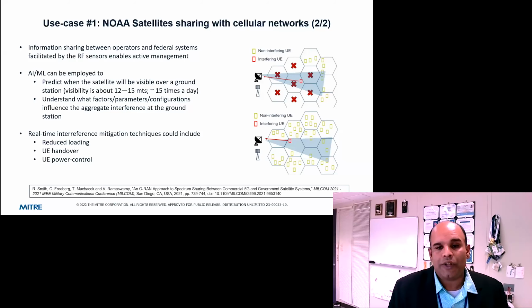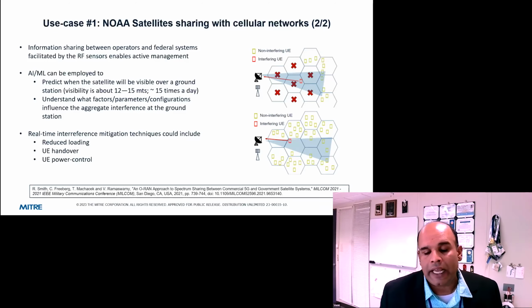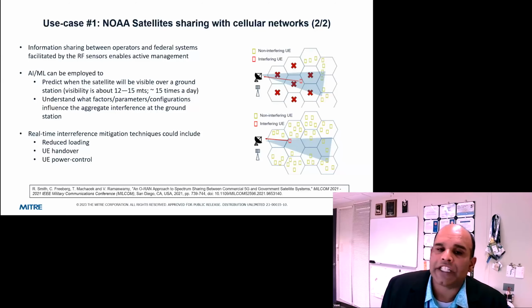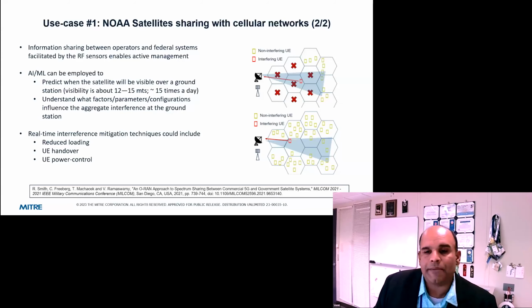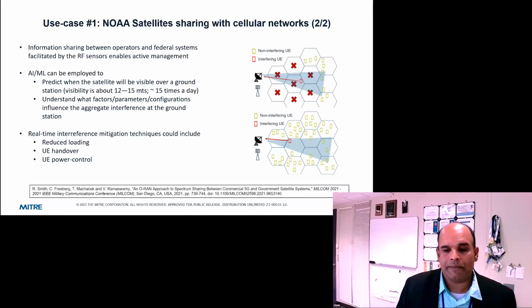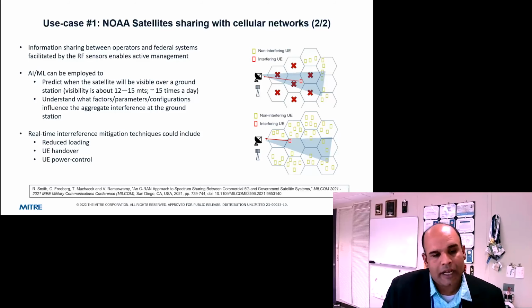Because you are now letting all the users and all the systems operate as if there is no other incumbent. You are only making slight modifications to the performance of maybe one user, maybe a couple of users, that's it. So it's a significantly better way of doing things than the protection zone.